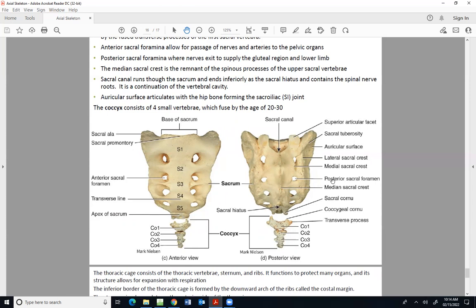Sorry, not medial sacral crest, median sacral crest. I'm sorry. So as you can see, there's a lot of other stuff that you don't need to worry about.